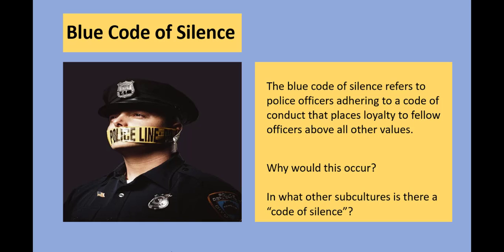And then we have what is routinely referred to as the blue code of silence or the blue wall or the blue wall of silence. Our textbook uses blue code of silence. And the blue code of silence refers to police officers adhering to a code of conduct that places loyalty to each other above any other value. So this is police officers living and working in a way where to them the most important thing is their relationship to their fellow police officers and not to the community that they serve or the people in that community.